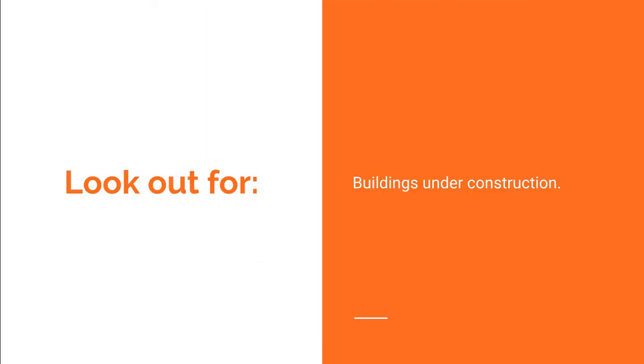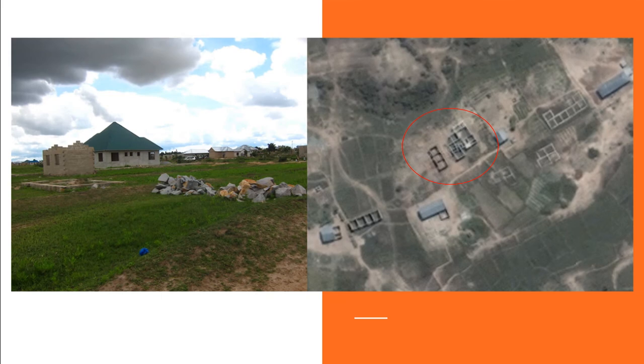Another big thing to look out for are buildings under construction. As a rule of thumb, do digitize buildings under construction. If you see a building under construction, put a point on it. So here are some examples. This is what a building under construction looks like from the ground. From the sky, it might look like this.